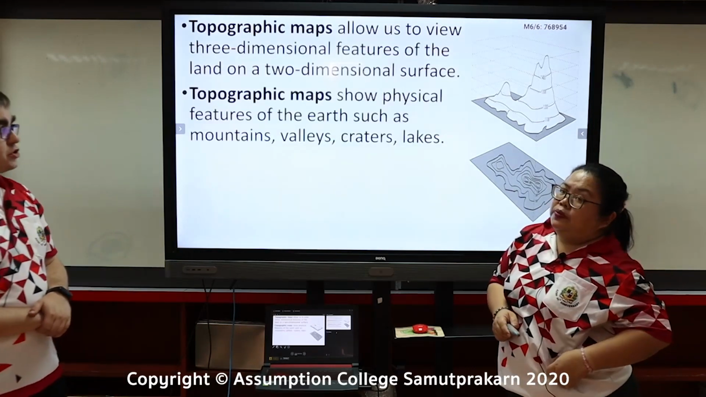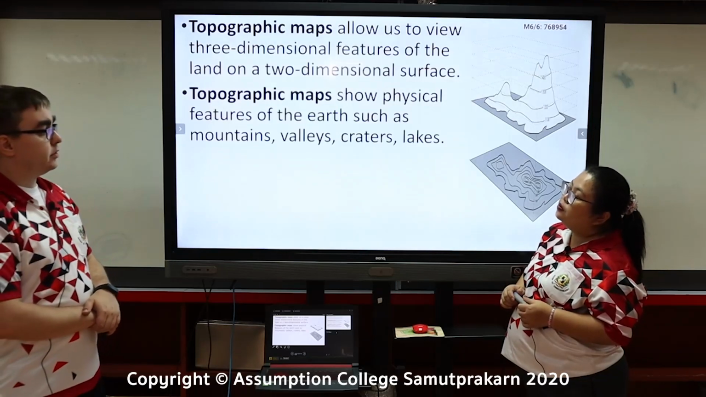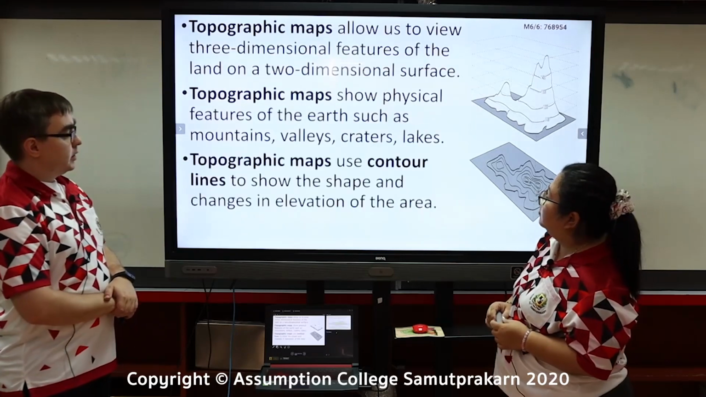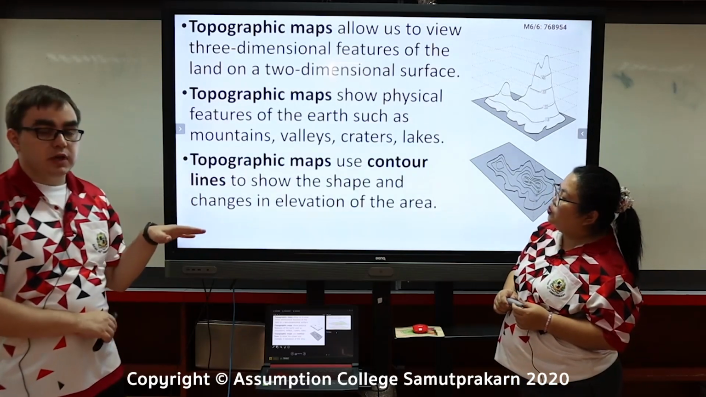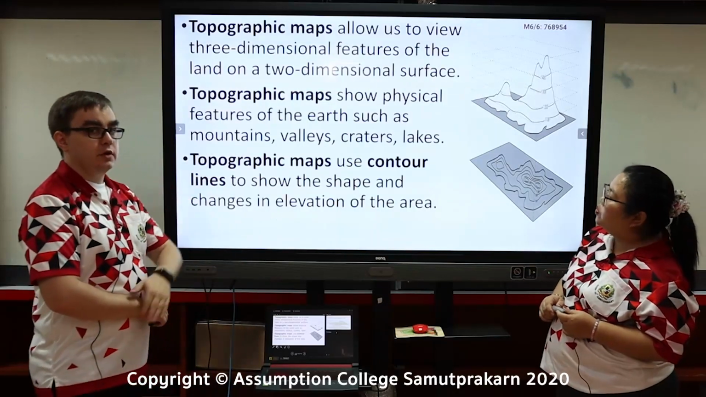Topographic maps usually show us, like we mentioned before, mountains or valleys or craters or lakes and many other physical features. They use contour lines to show us these features on the flat surface of a map.